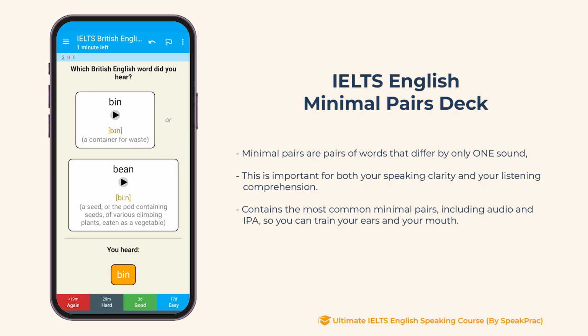I versus E. The first one, bin, is made by blowing air for a short time only. I. Try it. Bin. The second one, bean, starts with your mouth extending out sideways and producing the sound for a longer time. E. Try it. Bean. Now say the pair out loud. Bin. Bean. Our minimal pair flashcard for bin and bean can be so helpful so that you can hear the difference between those 2 sounds, and that'll help you produce and speak out those sounds clearly.